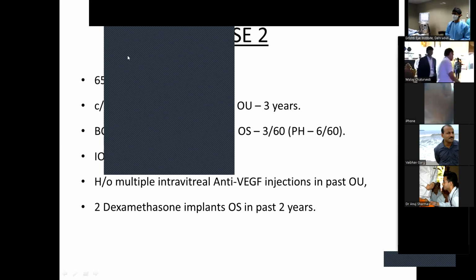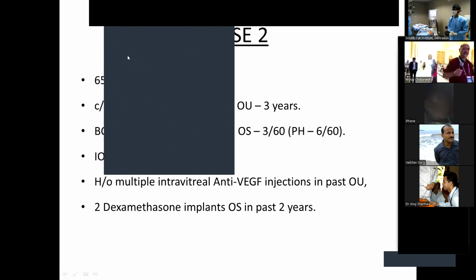So I think we have the second case now, which is an Ozurdex implant, and Dr. Abhijat will take you through the case history.